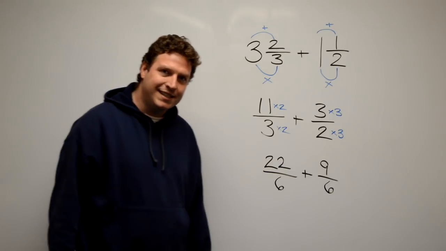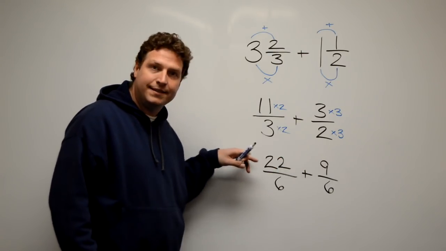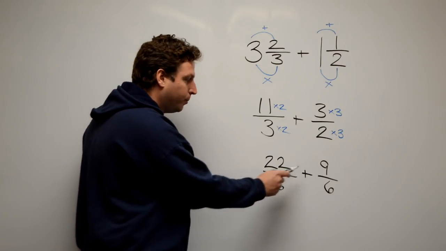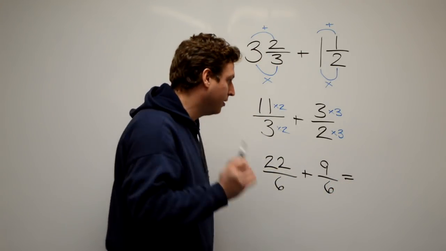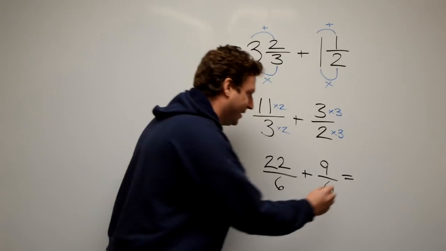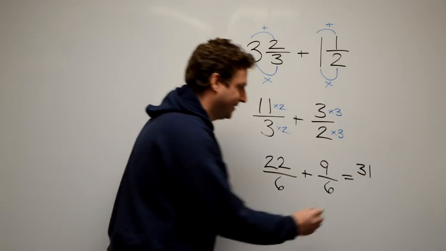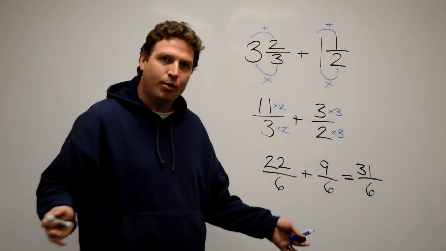Now that they have the same denominator, we can just add the top two numbers and keep the bottom number the same. 22 plus 9 equals... That's right, 31 over 6. And that's our improper fraction.